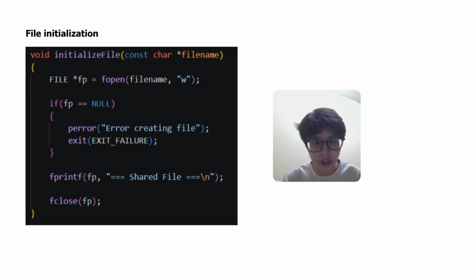I'll explain about the file access layer code. From this code, you can see that the code initializes the shared file, and fopen creates or opens the file. Fprintf writes the initial content and fclose closes the file to prevent resource leaks.